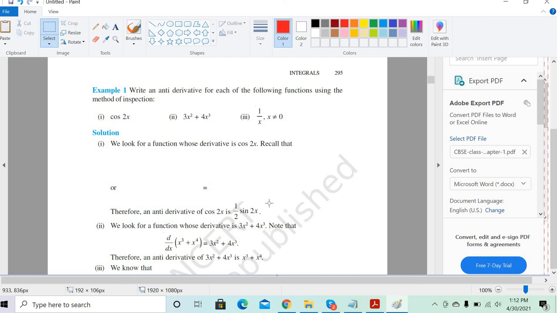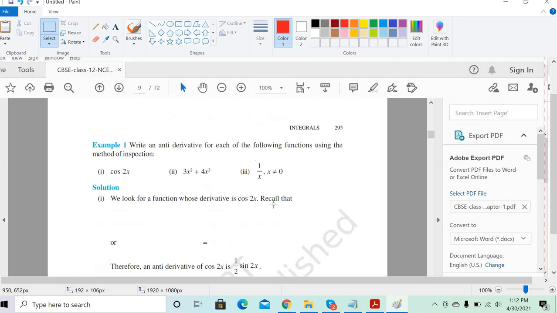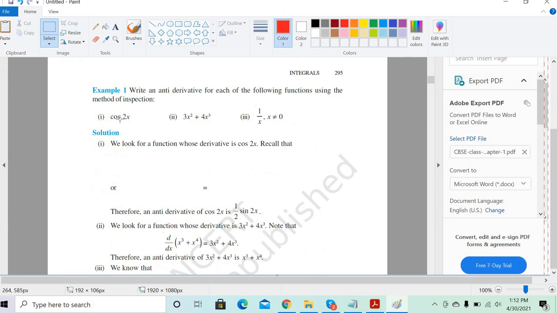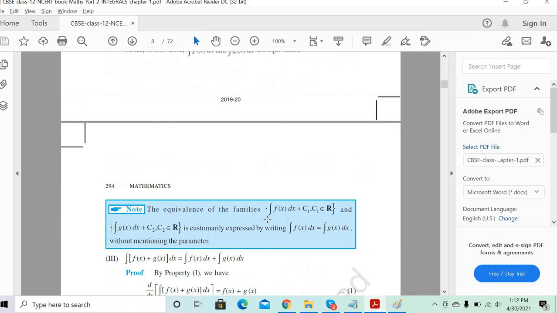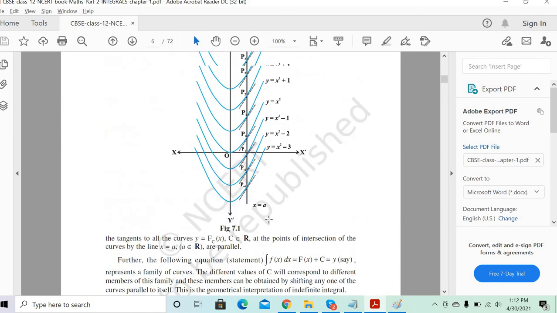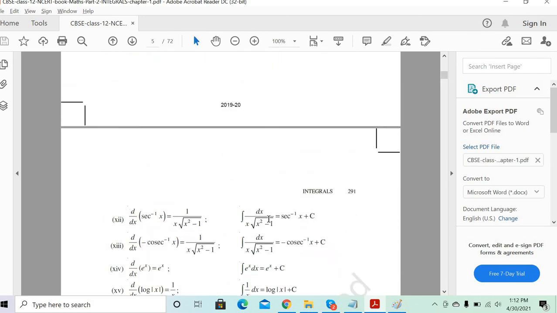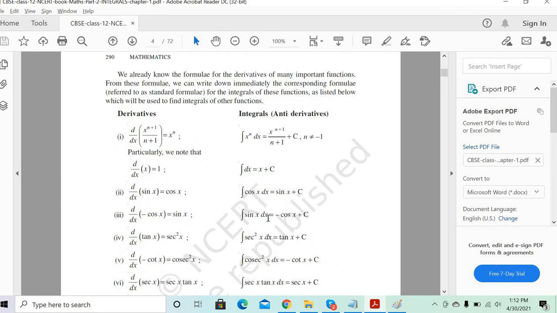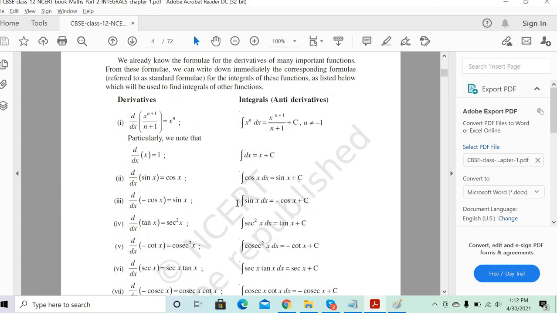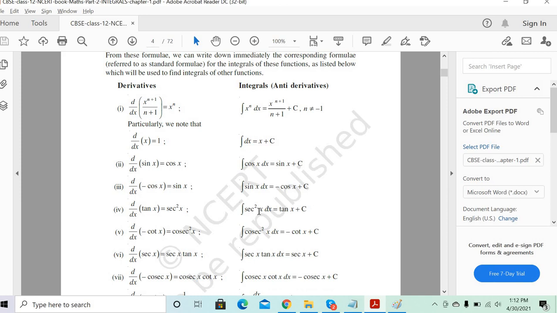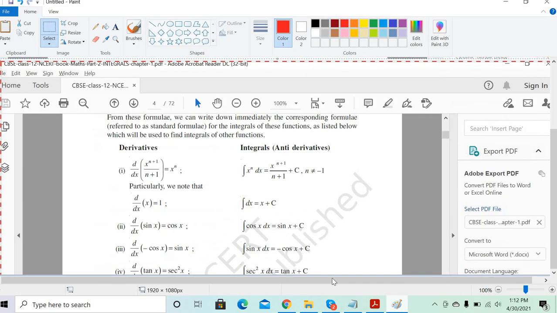If you are having difficulty in this part, you can directly go to the table, Vijay. Cos 2x you can do directly from the table. What is the integration of cos 2x? I'll just show you. Cos x integration was what? Sin x. If you look here, property number 2, the integral of cos x was what? Sin x. Did you see that?